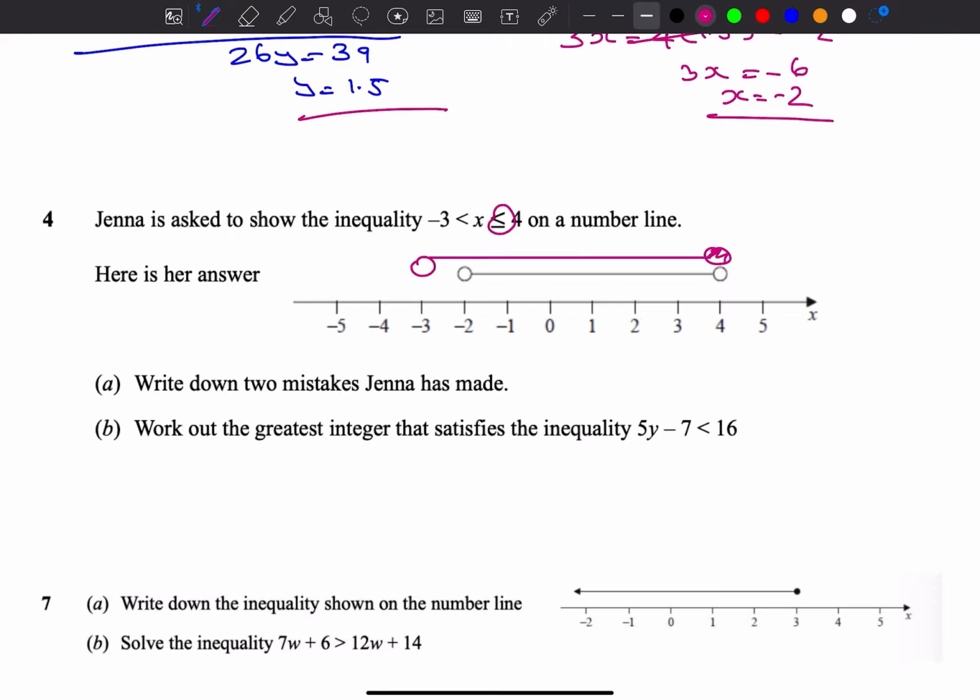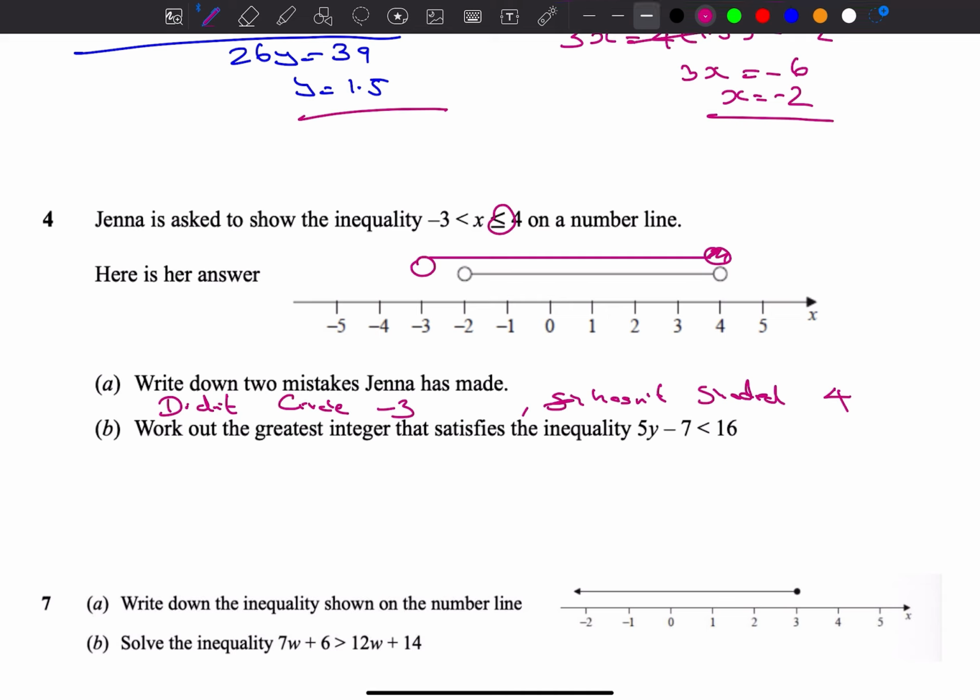So she didn't circle minus 3, she circled minus 2, that's 1. And then she hasn't shaded the 4. She has to shade the 4, right?